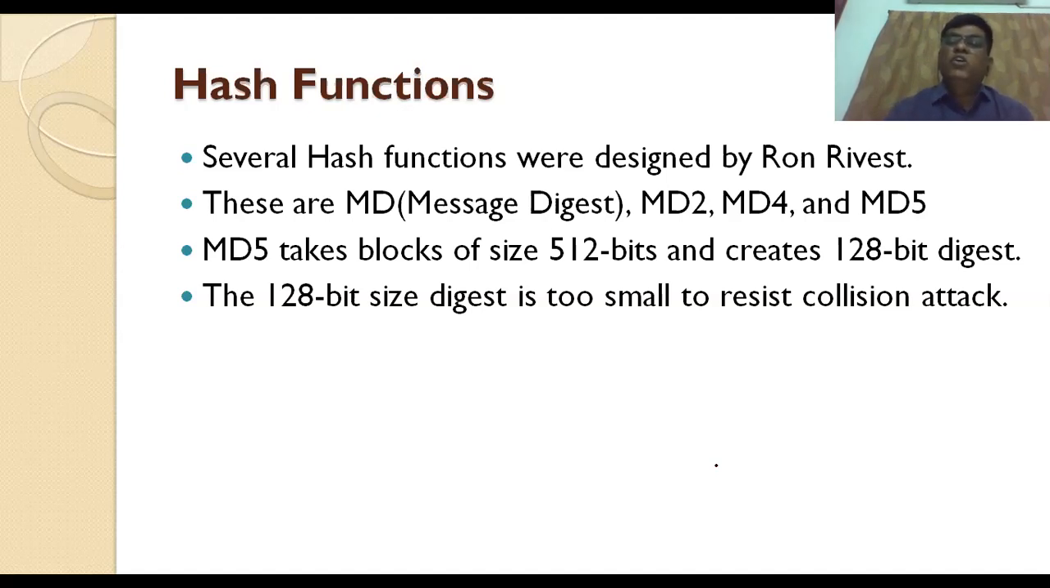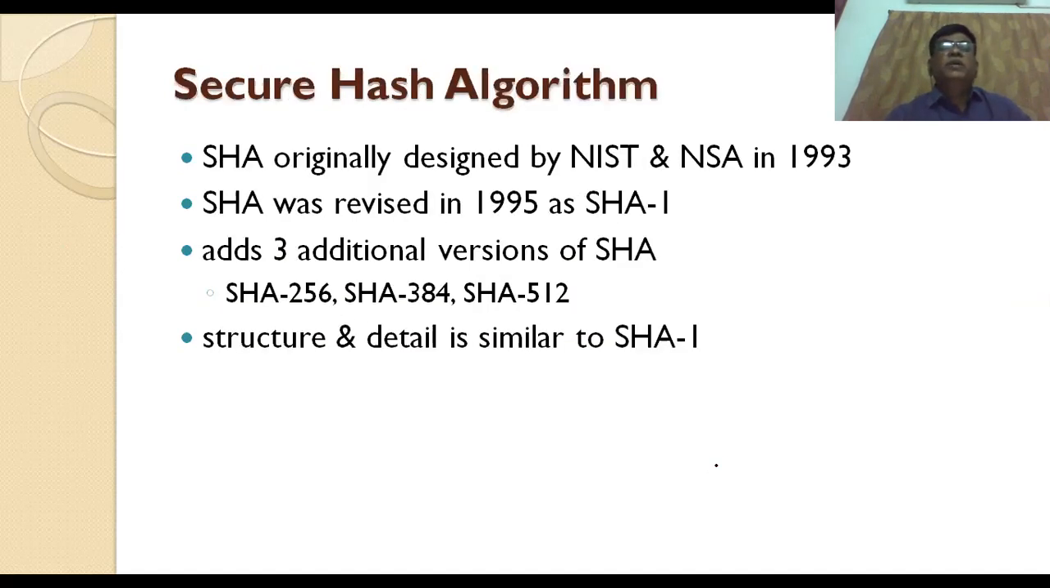Since the output message digest size is 128 bits, the 128-bit digest is too small to resist collisions. That's why we can use another version of MD5, that is the Secure Hash Algorithm. This is advanced, or similar to the MD5 secure hash function. In short, it is called SHA, Secure Hash Algorithm.